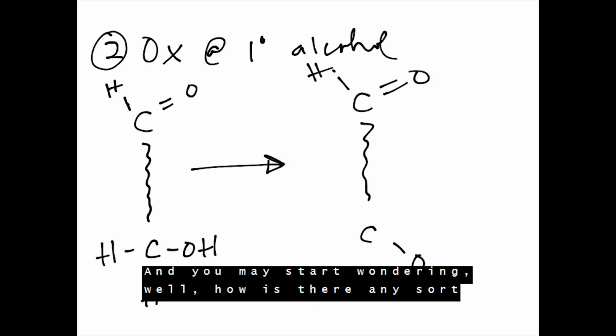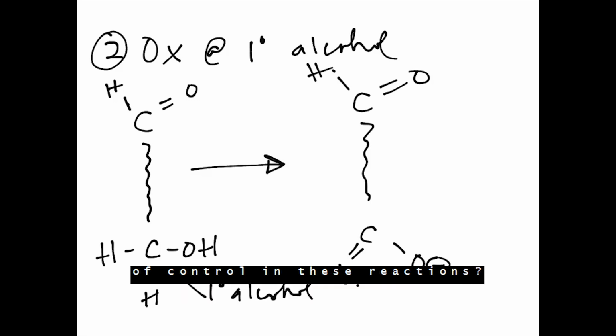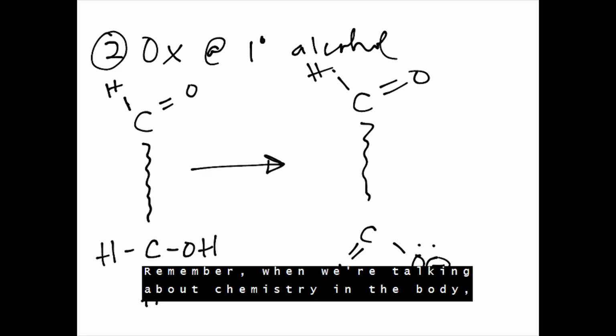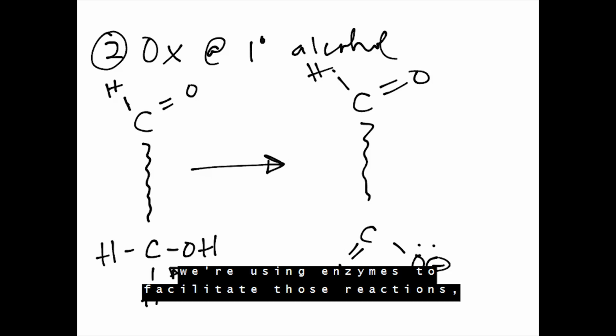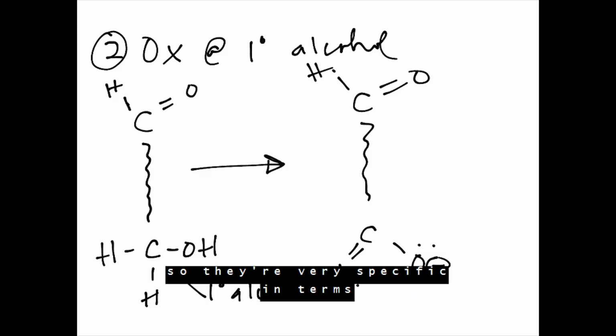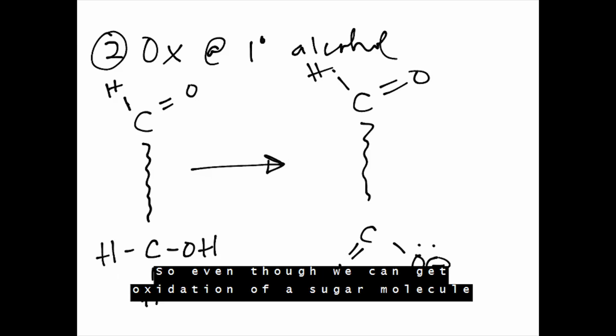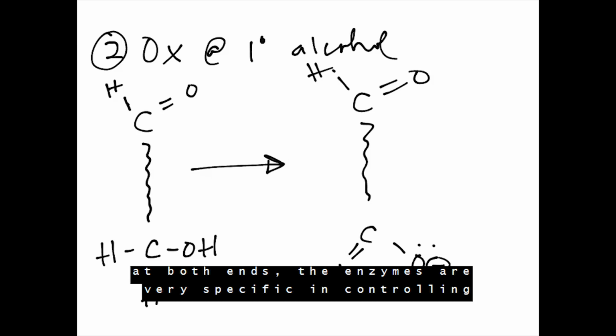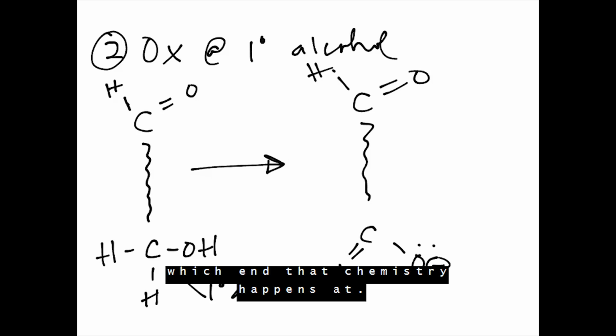And you may start wondering, well, how is there any sort of control in these reactions? Remember, when we're talking about chemistry in the body, we're using enzymes to facilitate those reactions. So they're very specific in terms of how they bind their substrate and where the chemistry takes place. So even though we can get oxidation of a sugar molecule at both ends, the enzymes are very specific in controlling which end that chemistry happens at.